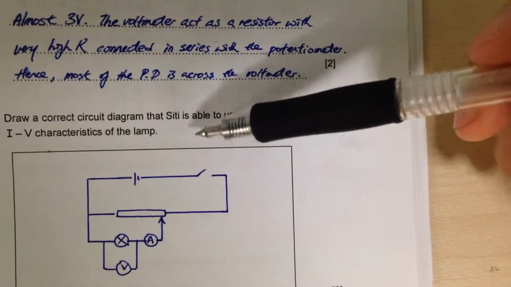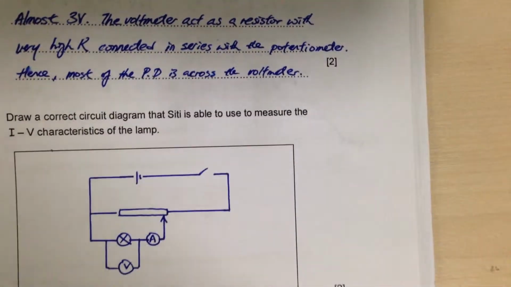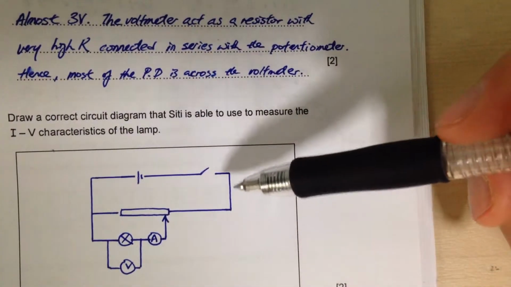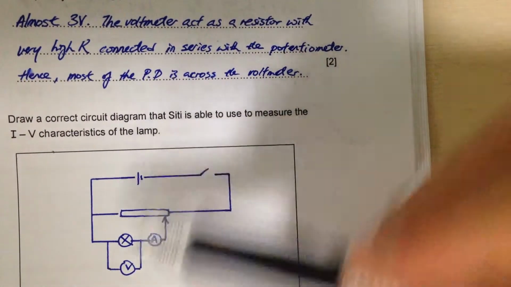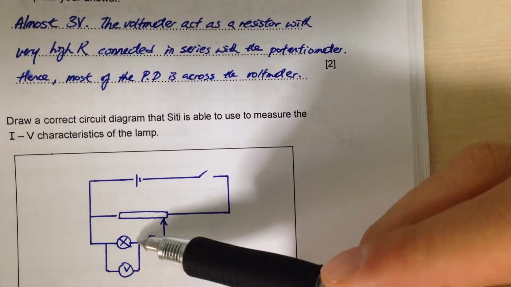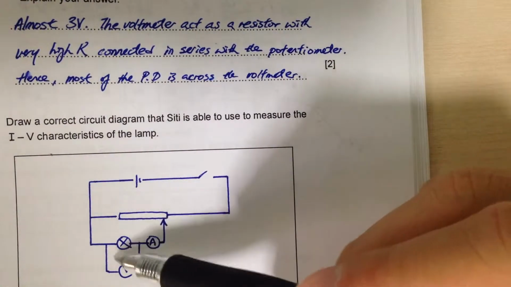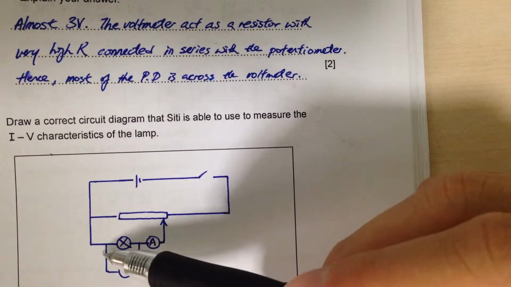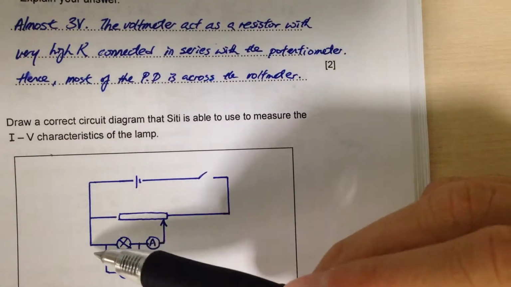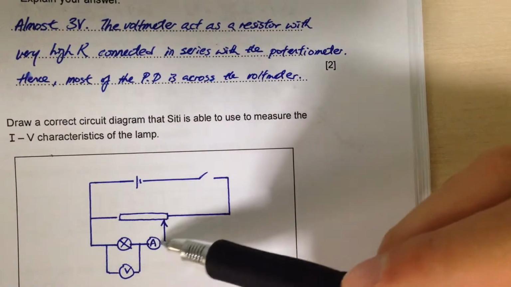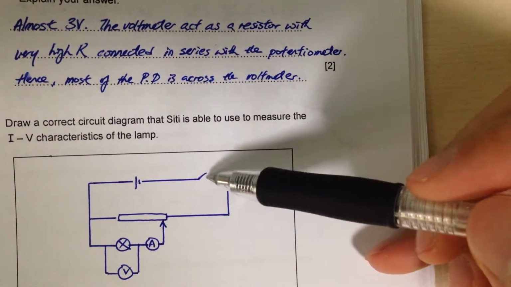Yeah. Okay, then after that you are asked to draw the correct circuit diagram. Since you are measuring the lamp, the voltmeter should hug onto the lamp. By hugging it means that it should be connected in parallel. And of course this ammeter can be here, as long as it is on this branch. Yeah, and don't forget the switch.